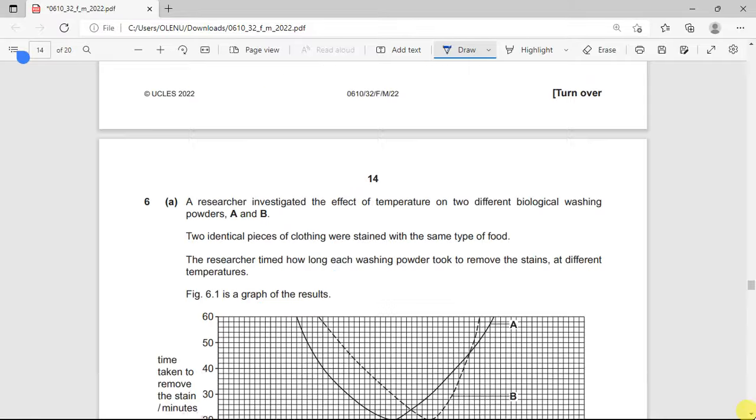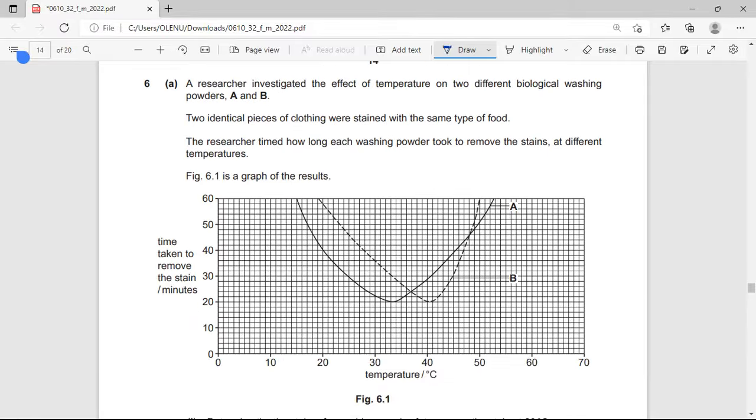That's it. So next question, number 6. A researcher investigated the effect of temperature on 2 different biological washing powders, powder A and powder B. Now 2 identical pieces of clothing were stained with the same type of food. The researcher timed how long each washing powder took to remove the stain at different temperatures. This is A and this is B. Different temperature, time taken for stain to be removed.